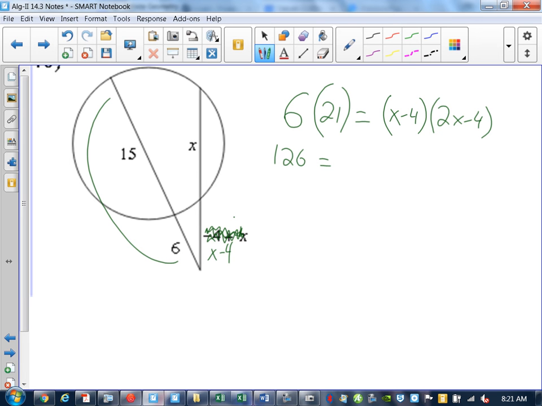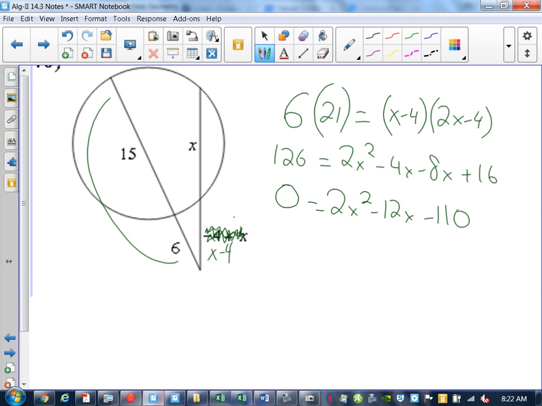FOIL out the right-hand side. You're going to get 2x squared for your first. Your outside is minus 4x. Your inside is minus 8x. And your last becomes a plus 16. Right away, I know that I have to combine my like terms, and I'm also going to set this equal to 0. So I'm going to combine the negative 4 and negative 8, and at the same time move over the 126. So I'm going to get 0 is 2x squared minus 12x, 16 minus the 126 gives me a minus 110.